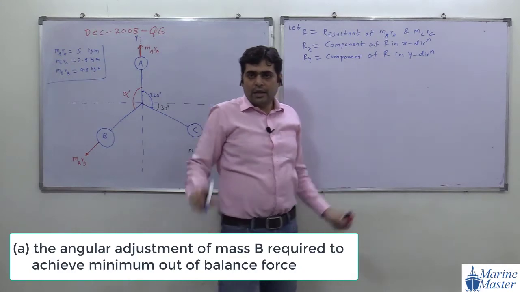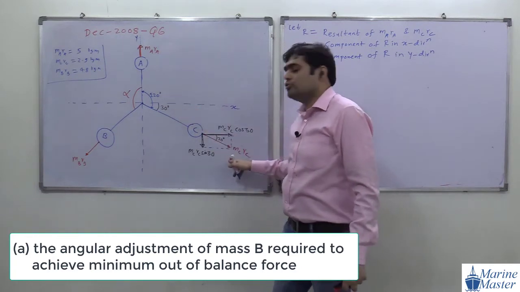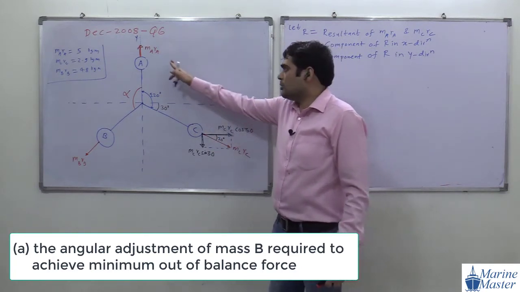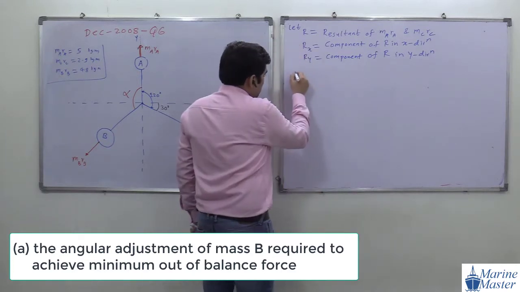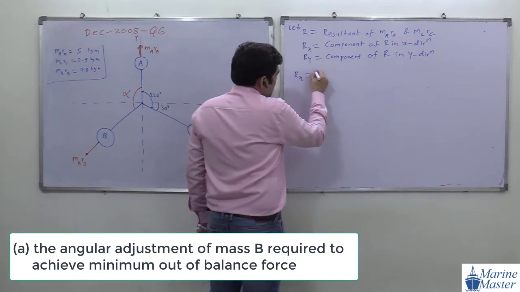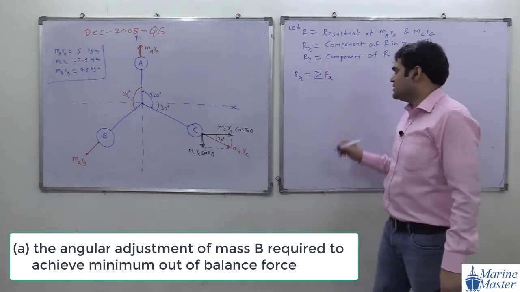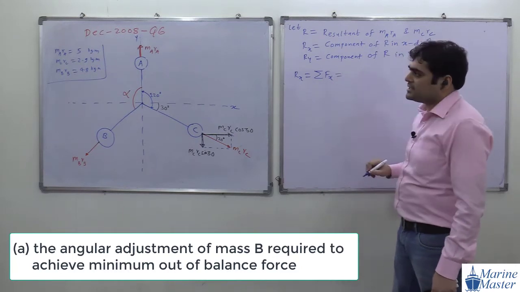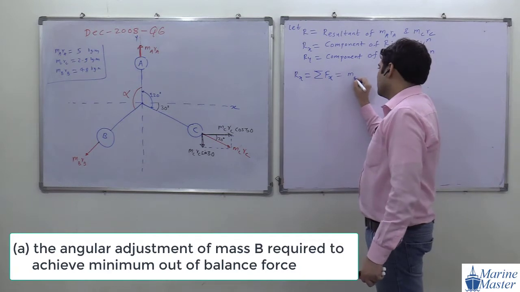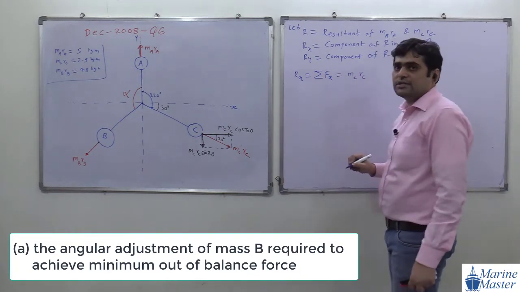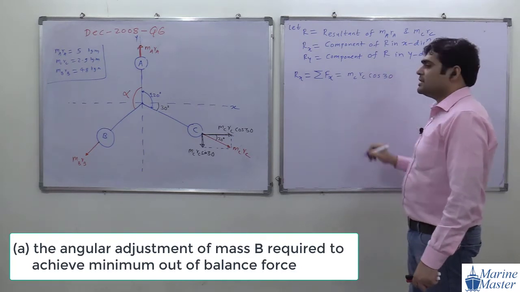Rx and Ry. Now see how to find out Rx. Rx is the resultant of these two forces. What is meant by R? Resultant of MARA and MCRC. Rx is equal to the summation of forces in X direction. What are the forces here in X direction? Only MCRC cos 30.